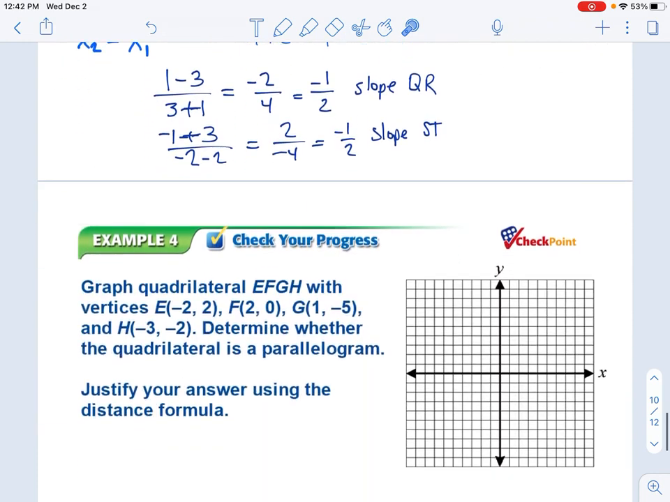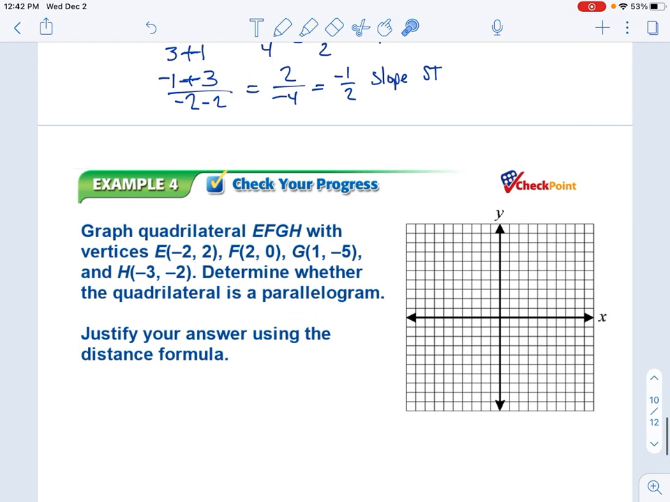Sweet. Cool, cool. Now we're going to do a very similar thing here. We have to actually graph it ourselves though. But instead we are going to use the distance formula. Perfectly valid. So we're going to graph EFGH. So E is negative 2, 2. I'm going to go ahead and label that because that'll be helpful for me in a minute. F is over 2 up 0. G is over 1 down 5. And H is negative 3, negative 2.